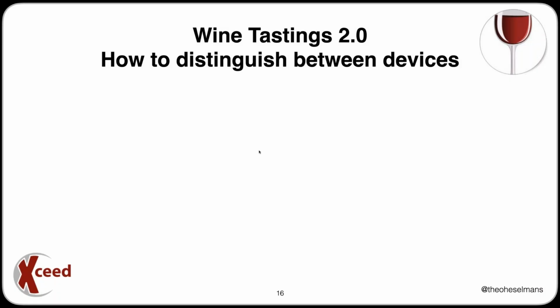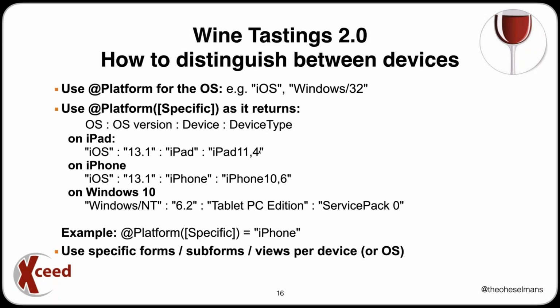So how do we distinguish between devices? Well, there is this @Platform thing. Just using @Platform gives you whether it's on iOS or on Windows 32 or Android. I should add that here. If you use @PlatformSpecific, you get a lot more detail, as you can see below, right?